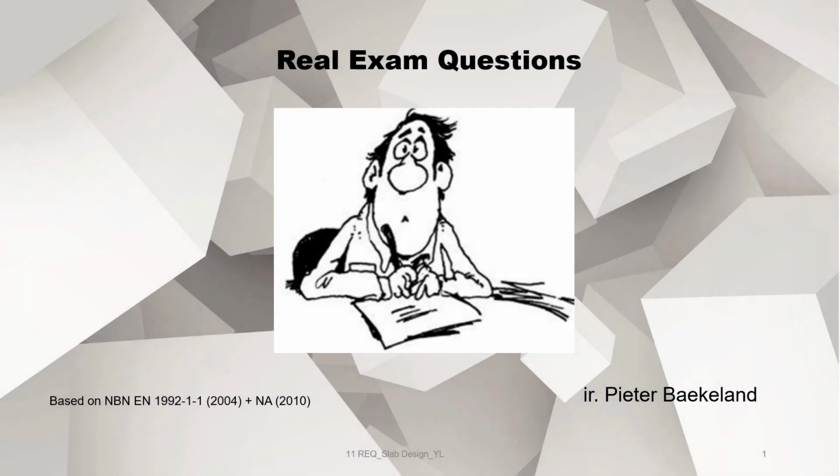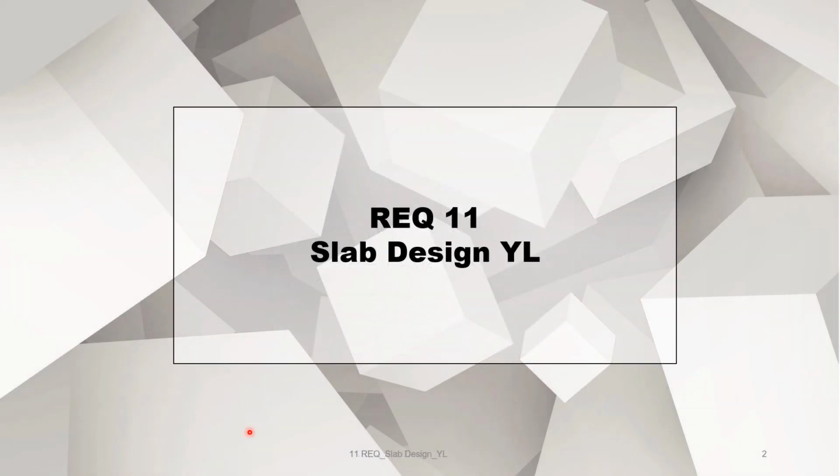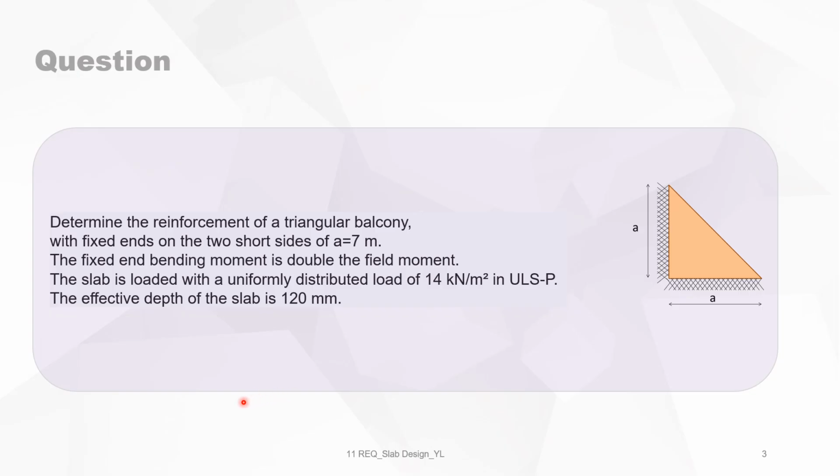Real exam questions. This is question 11 and deals with slab design and yield lines. Determine the reinforcement of a triangle balcony with fixed ends on the two sides of 7 meters.